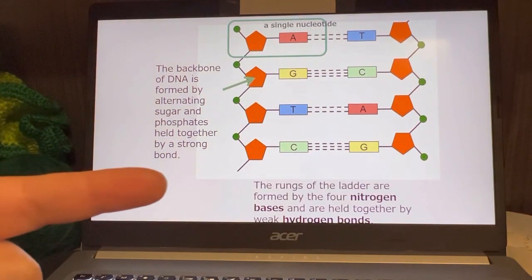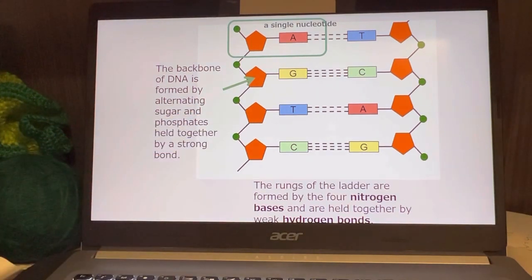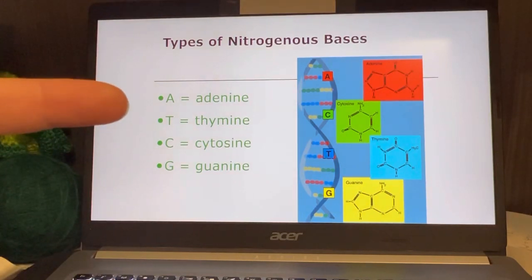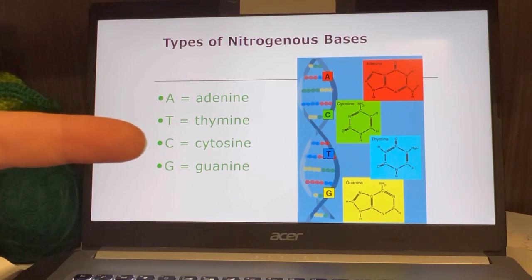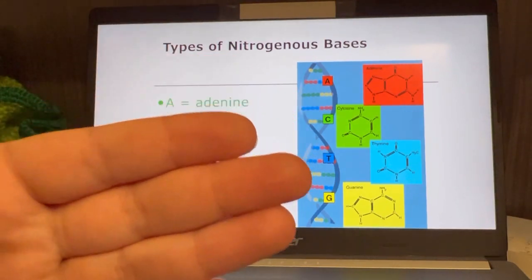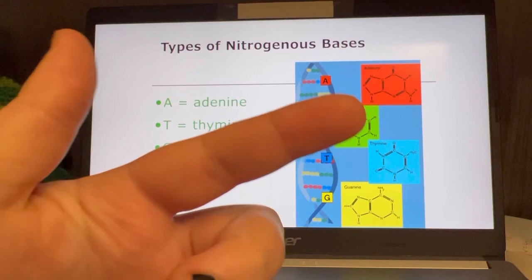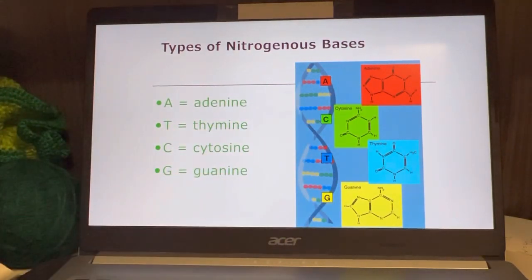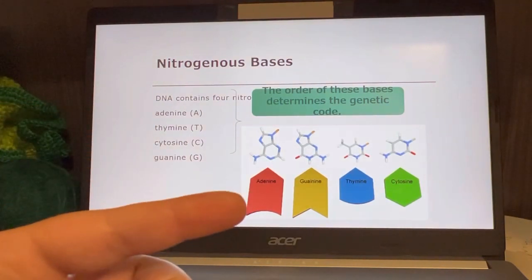The rungs of the ladder are formed by the 4 nitrogen bases, and they're held together by weak hydrogen bonds. A is for adenine, T for thymine, C for cytosine, and G for guanine. A, C, T, G. If you want to have a look at what they look like chemically when you draw them as a chemical structure, A, C, T, G. Same information, different way of visualizing it.